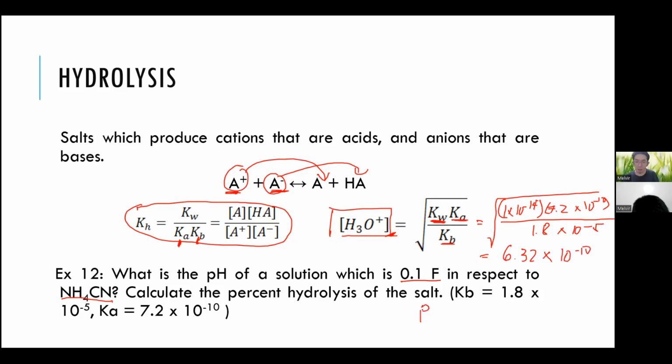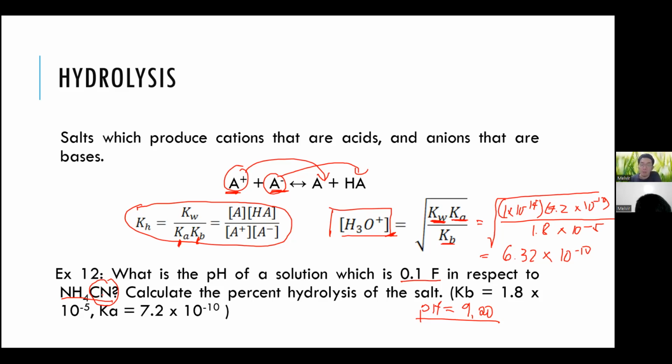So the pH for this is, just take the negative logarithm of that, 9.19 or 9.20. So this is still basic. Basic ang nabuo kasi cyanide became the stronger species compared to the ammonium ion. Tama ba? Yes, ammonium gives H3O plus, while cyanide takes OH minus.